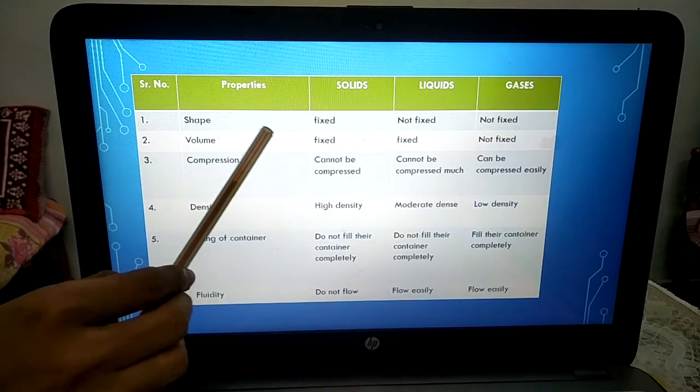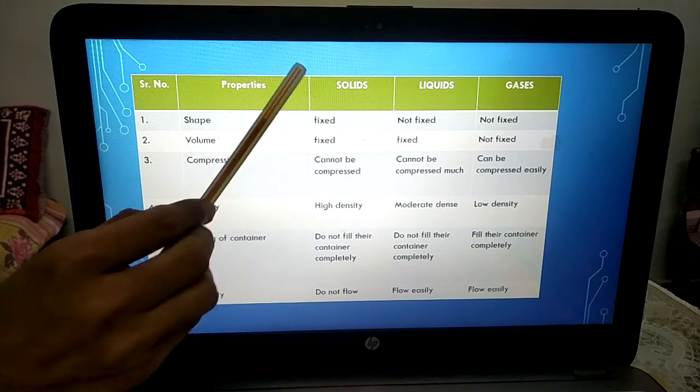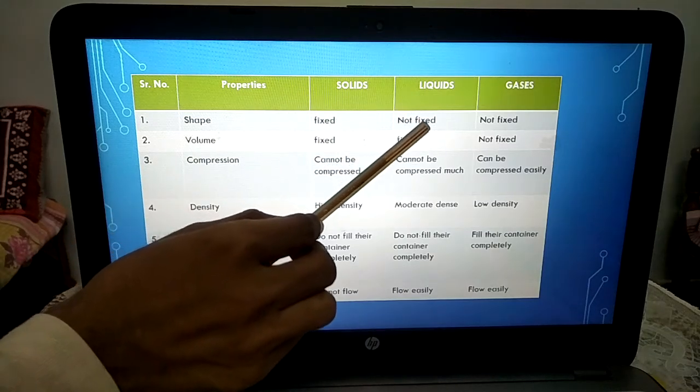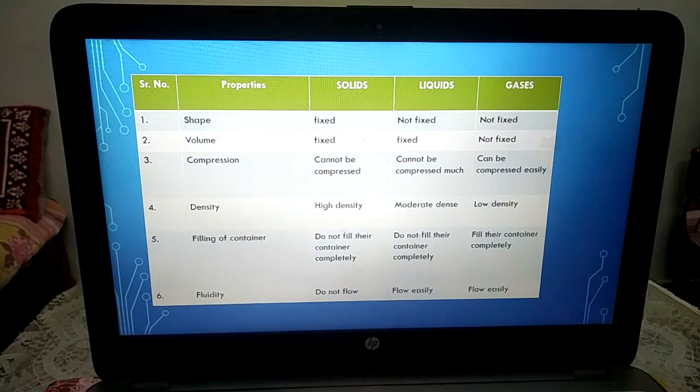Okay, we have seen an example. A brick has a fixed shape, but the liquid in the container which you are pouring takes the shape of that container, so it does not have a fixed shape. And gases have neither a fixed shape nor a fixed volume.